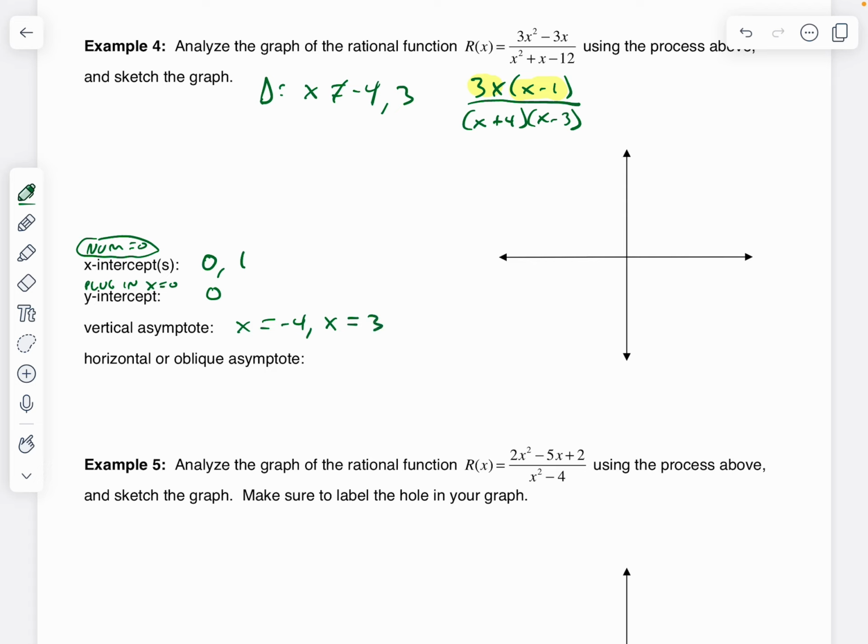And for horizontal or oblique, this is the third case that we have not touched on yet, but the degrees are the same in the numerator and denominator. When that happens, whenever they're equal, we have quadratic over quadratic, okay? You just take the leading coefficient divided by the leading coefficient, and that'll be your horizontal asymptote. So in this case, we're going to have y equals 3 over 1, right? We have a 3 and a 1 coefficient for the numerator and denominator, so y equals 3. So those are all the details.